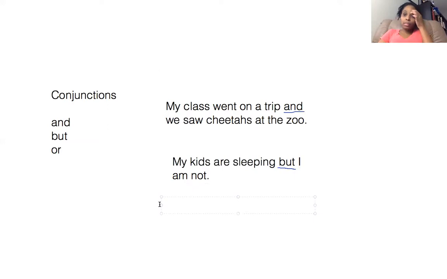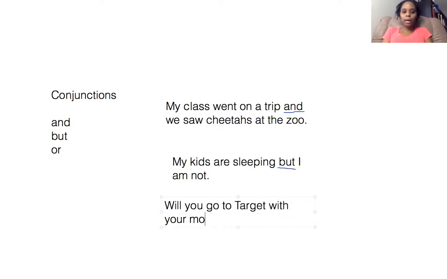Let's do another sentence. How about this? Will you go to Target with your mom? That's a sentence. It's a question. But I can make it an even longer sentence by adding a conjunction. So I've already used and, I've already used but, so now I'm going to use or. Will you go to Target with your mom, or will you stay at home?